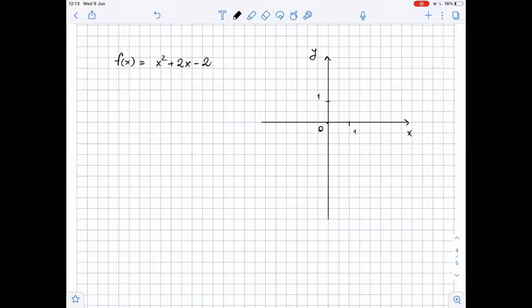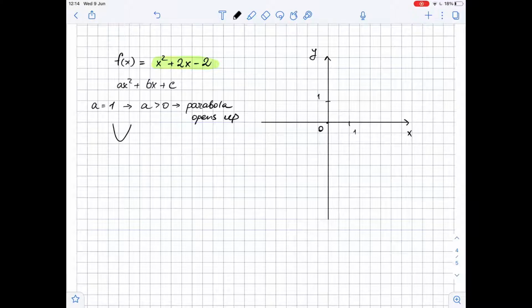So first of all, let's write down the standard form of a quadratic function, which is a times x squared plus bx plus c. From this form, we know that if a is positive, so if a is greater than 0, that means that our parabola opens up. In our function, a is equal to 1 because the coefficient in front of x squared is 1. So that means that a is positive, and that means that the parabola opens up. So basically it will look like this.